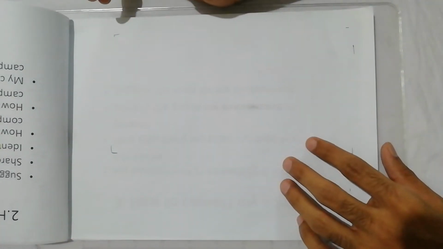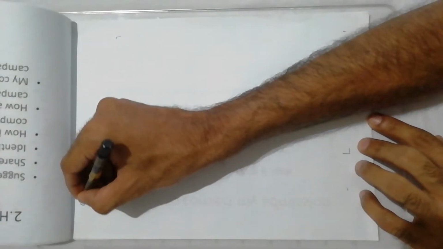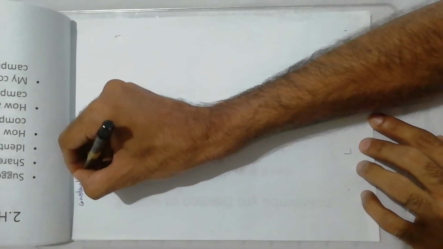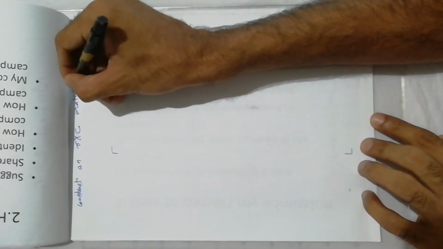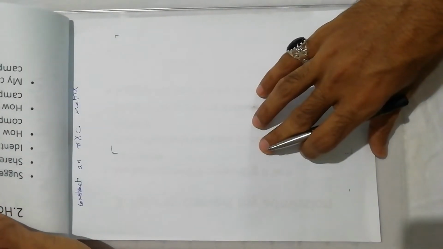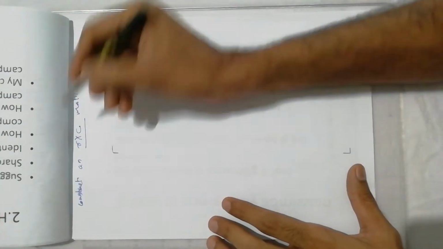Write a program to construct an R by C matrix. Construct an R by C matrix. R by C means R is the number of rows and C is the number of columns. Construct a matrix with R rows and C columns.